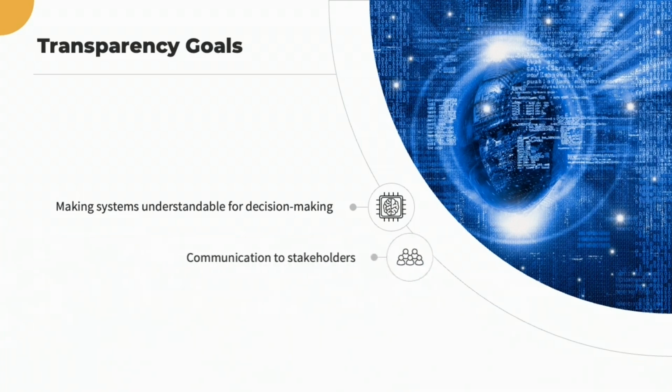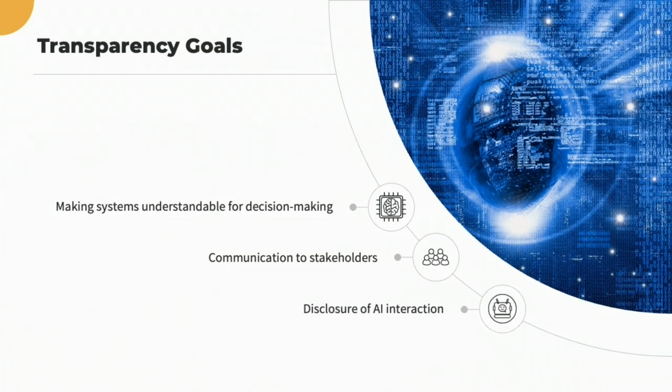Next is communication to stakeholders. This means providing clear information about AI systems' capabilities and limitations, and disclosure of AI interaction. What this refers to is informing users when they interact with an AI system, especially in the generation or manipulation of content. So they need to know that they're interacting with AI.